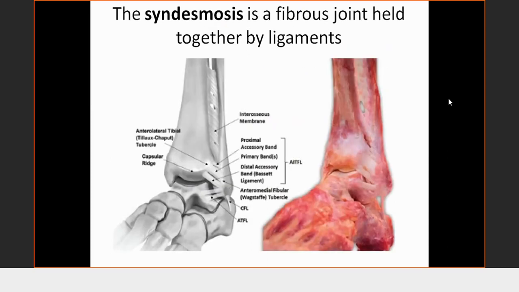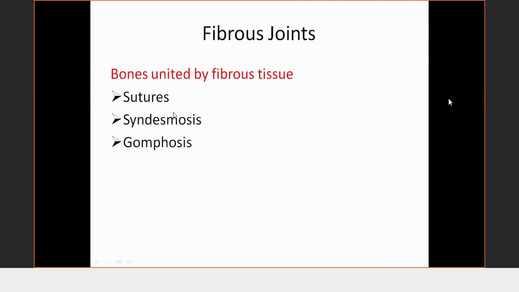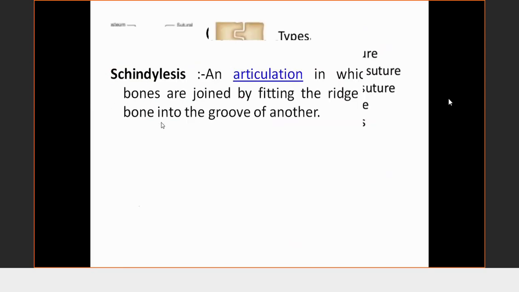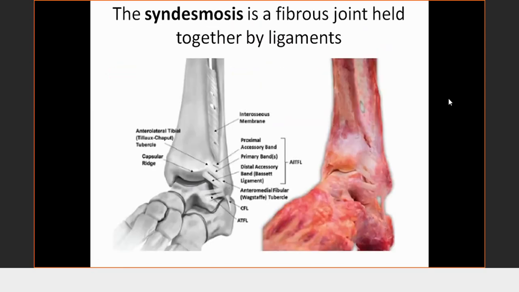Now another type of fibrous joint is syndesmosis. Syndesmosis variety. Just we had the sutures. After the sutures, syndesmosis. Now we are talking about the syndesmosis, where the two bones are joined by ligament. In suture, they are fibrous tissue. They can't be called ligament. They are just fibrous tissue. Here they are defined ligaments, and they are not as close as the sutures.